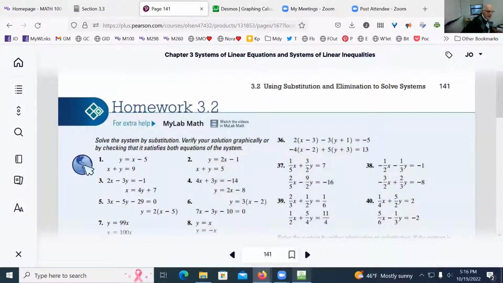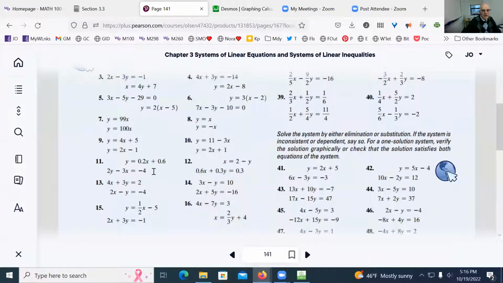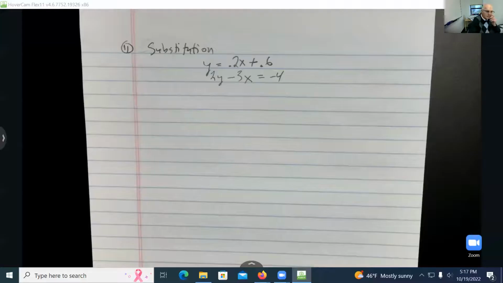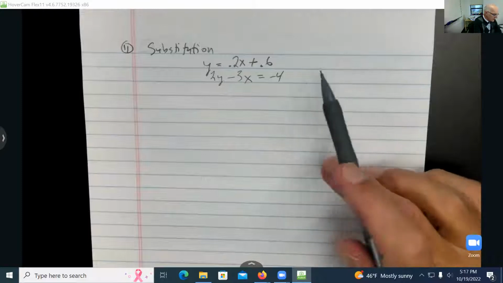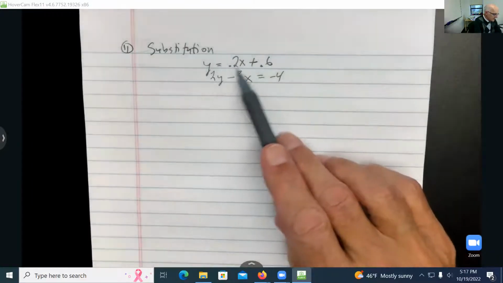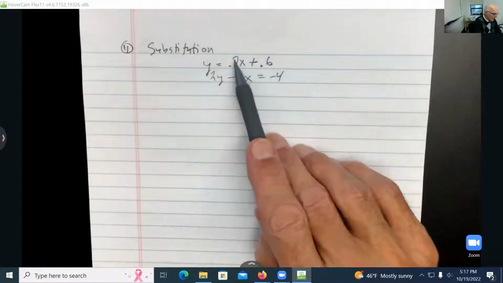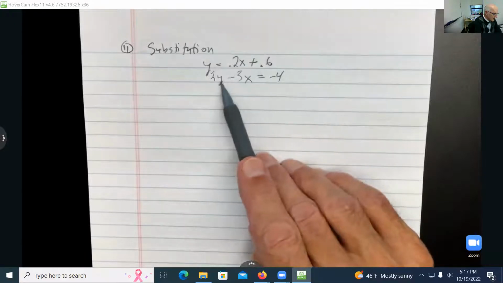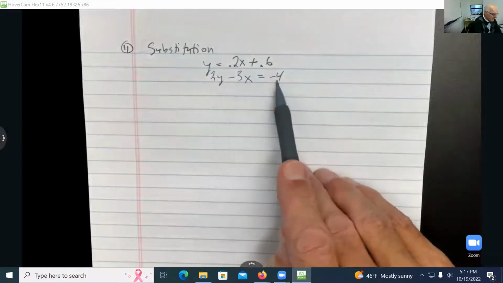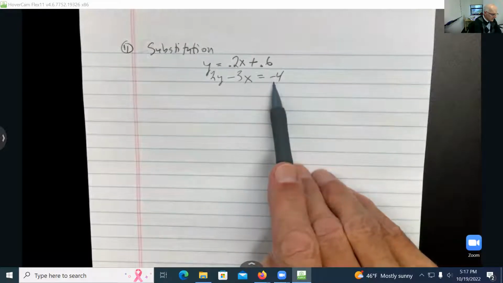Let's do question 11. Solve by substitution, verify your solution graphically, or by checking that it satisfies both equations of the system. Let's write number 11 down in your notes. Pause the video if necessary. Okay, we're going to do question 11 by substitution. And this is set up nicely for substitution because y is equal to this entire package. This entire package is going to be substituting in for y. And the rest of the equation, the second equation, is going to stay the same.